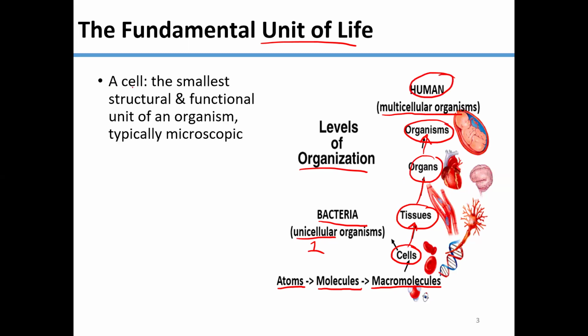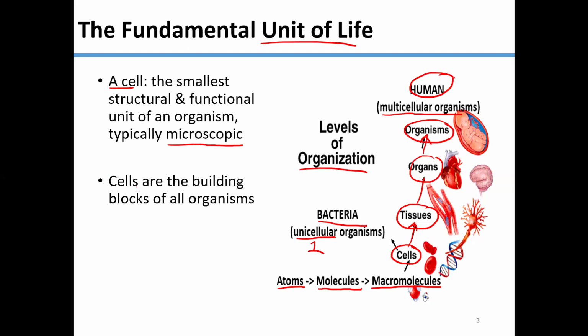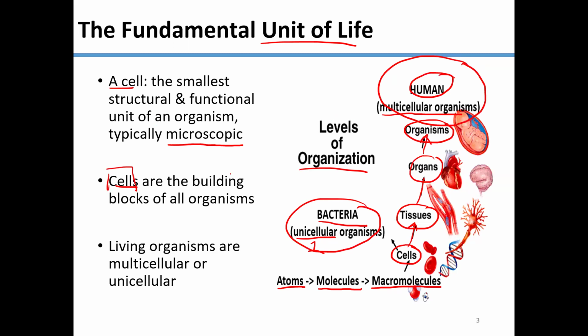So again, a cell is the smallest structural and functional unit of an organism. These are typically microscopic, meaning that you can't really see them with the naked eye. You need a microscope in order to see some of these finer details. Cells are the building blocks of all organisms, so you need to have at least one cell in order to be alive. Then you can have multicellular organisms when you take a lot of those cells and add them together. So again, living organisms are either multicellular or unicellular.